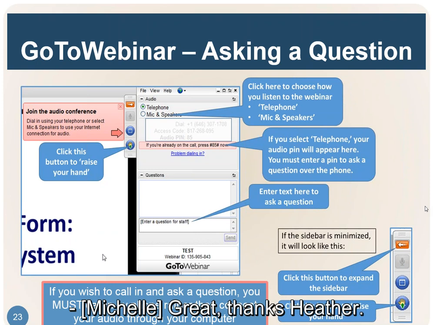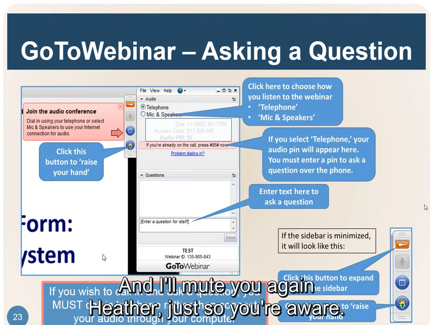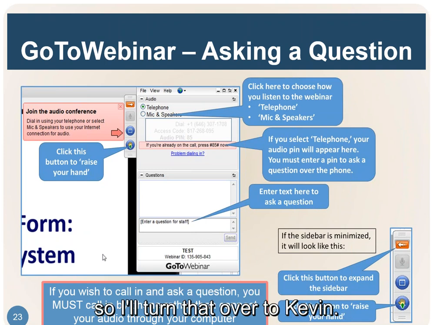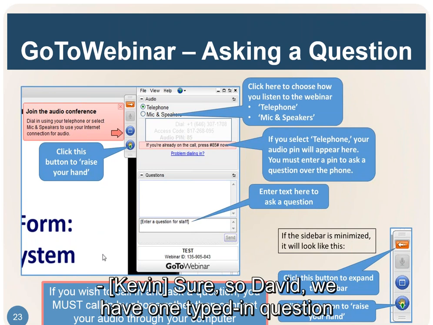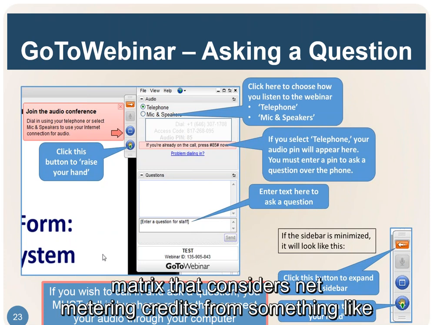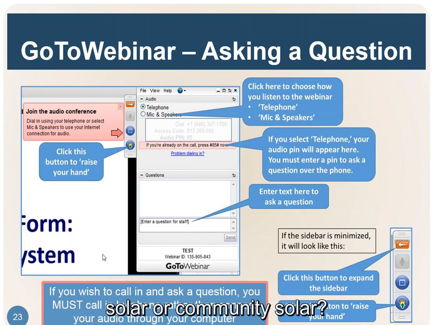Great, thanks, Heather. And I'll mute you again, Heather, just so you're aware. And it looks like we have a few typed-in questions, so I'll turn that over to Kevin. Sure. So David, we have one typed-in question that asks whether we've seen an example of a benefit matrix that considers net metering credits from something like solar or community solar.